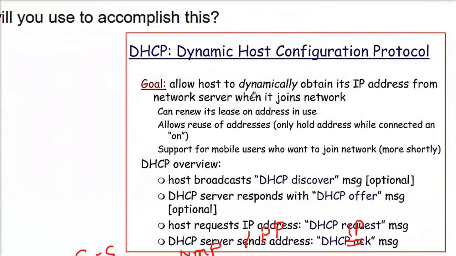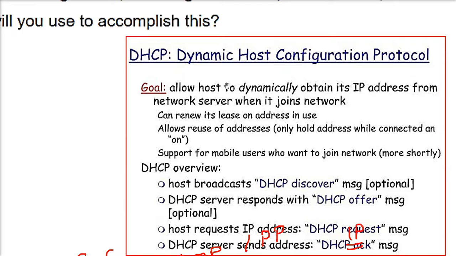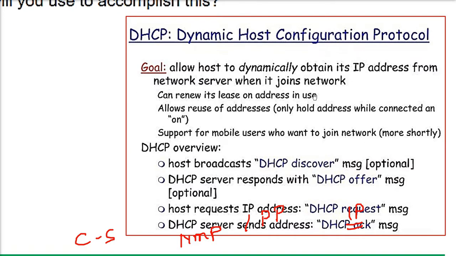So it allows hosts to dynamically obtain the IP address from the network server, client-server as I said, when it joins the network. There are certain steps. First, the host broadcasts a DHCP discover message, and then the DHCP server responds with a DHCP offer message. The host requests an IP address with a DHCP request message, and then the DHCP server sends the address with a DHCP ACK, acknowledgement message. It allows reuse of addresses, and only holds an address while connected and on. This is DHCP.